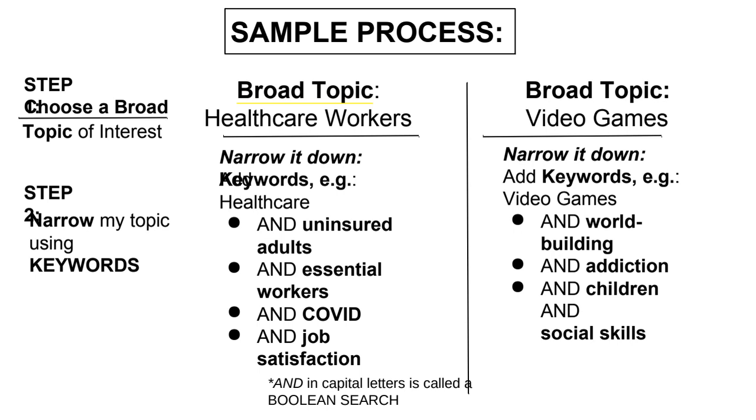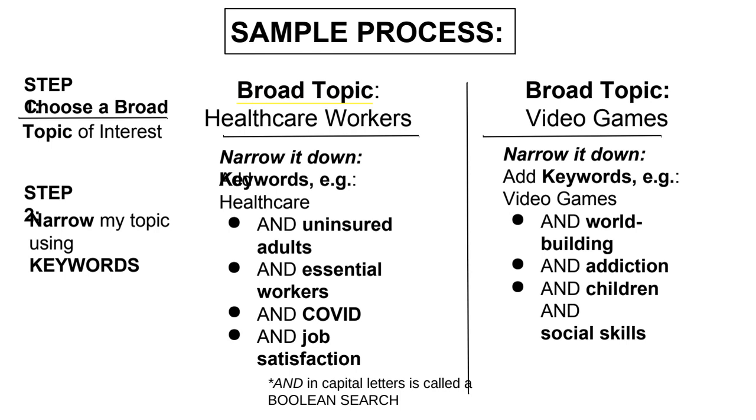All right, step 1. We're just going to do a sample process, okay? Step 1, choose a broad area research topic, okay? So say for instance here, we have healthcare workers or video games. That is the broad topic. Step 2, we want to narrow it down, okay? Where it says narrow it down in keywords, examples, e.g. means examples, and we focus, and it says healthcare.